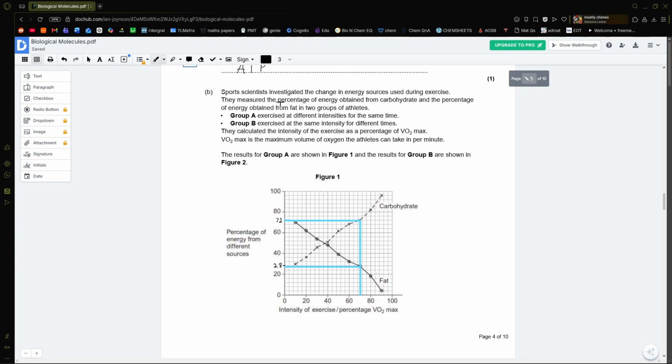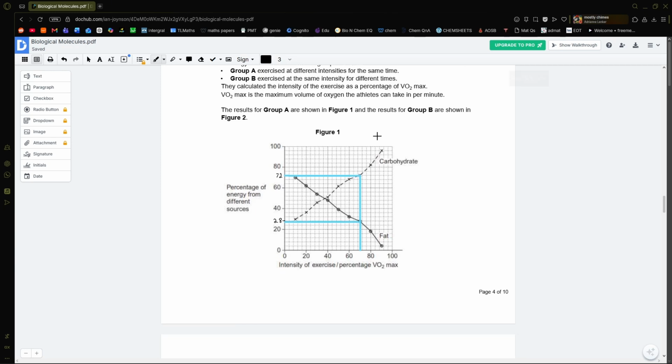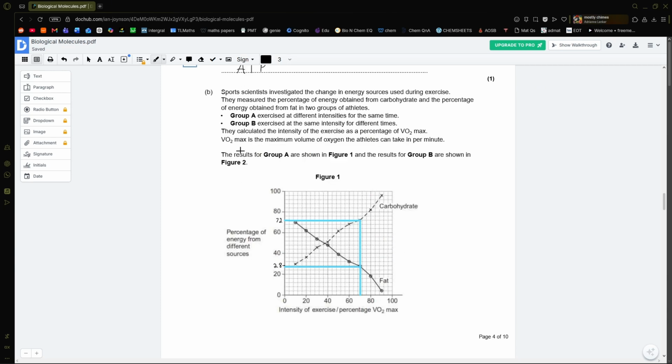Sports scientists investigated the change in energy sources used during exercise. They measured the percentage of energy obtained from carbohydrate and the percentage of energy obtained from fat in 2 groups of athletes. Group A exercised at different intensities for the same time. Group B exercised at the same intensity for different times. They calculated the intensity of the exercise as a percentage of VO2 max. VO2 max is the maximum volume of oxygen the athletes can take in per minute.